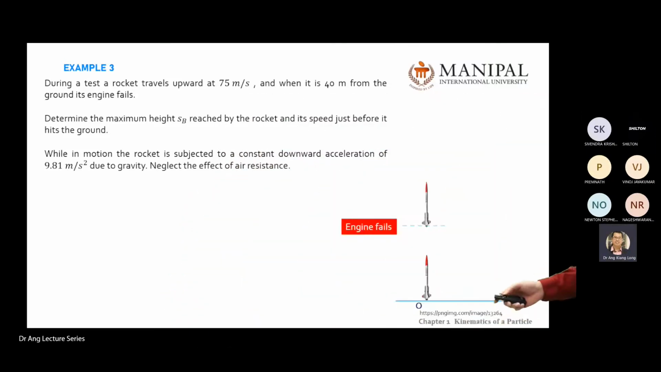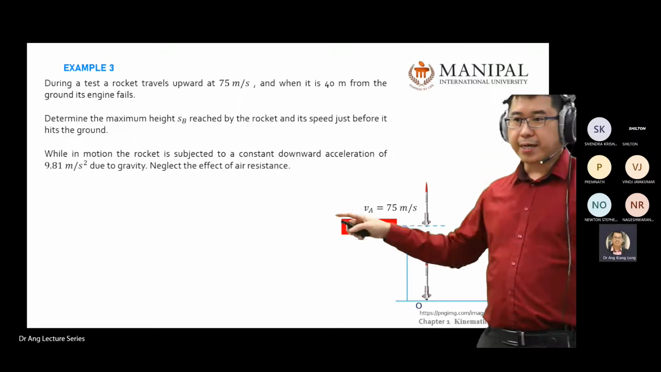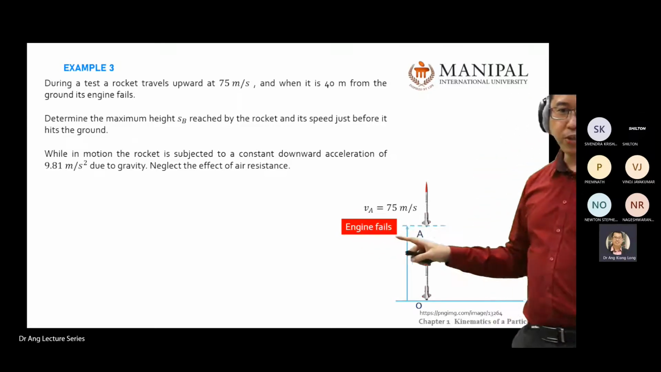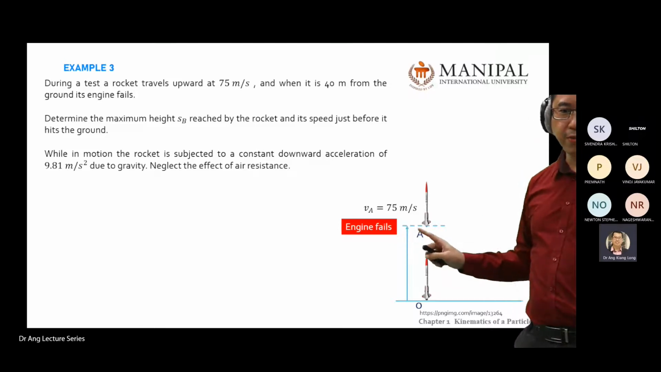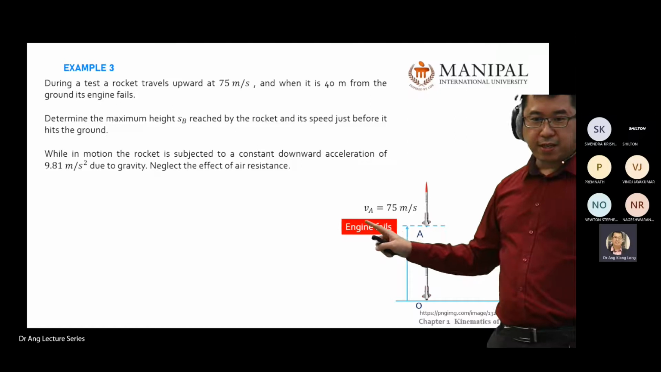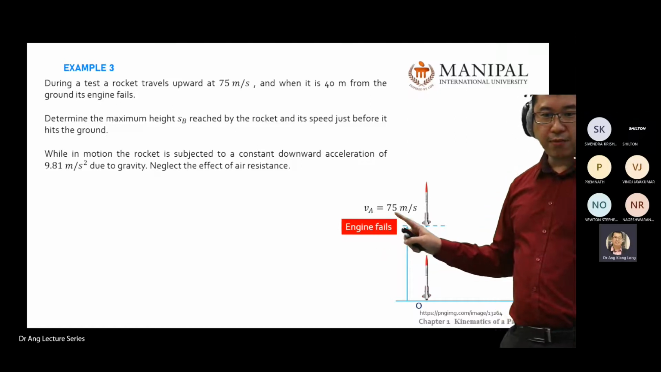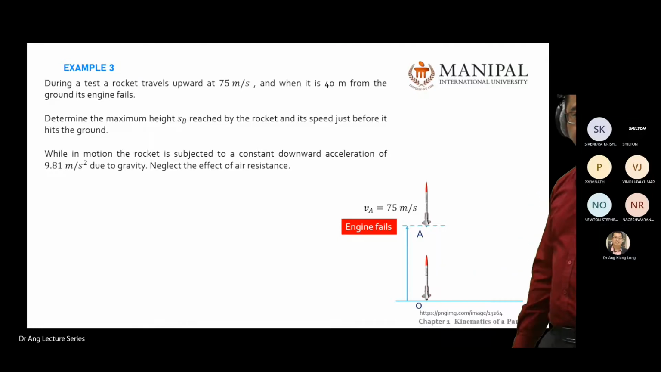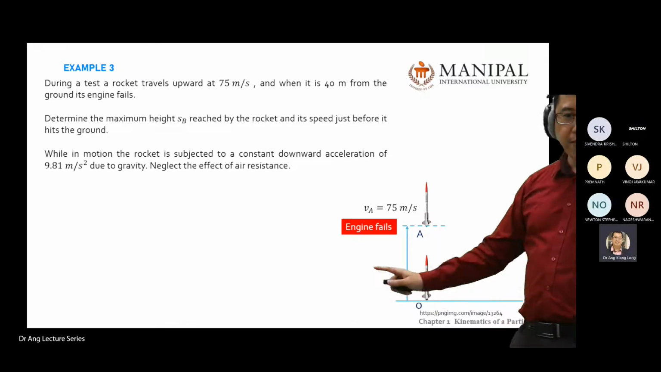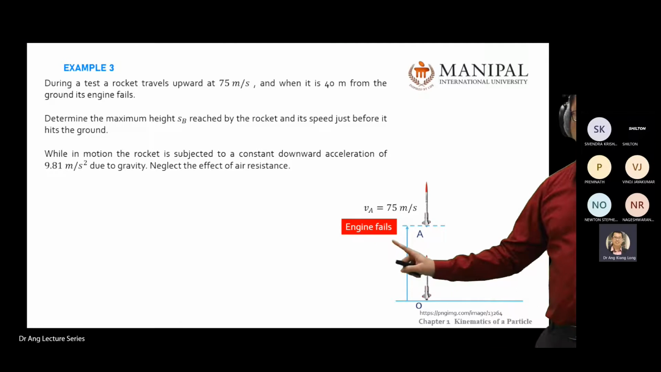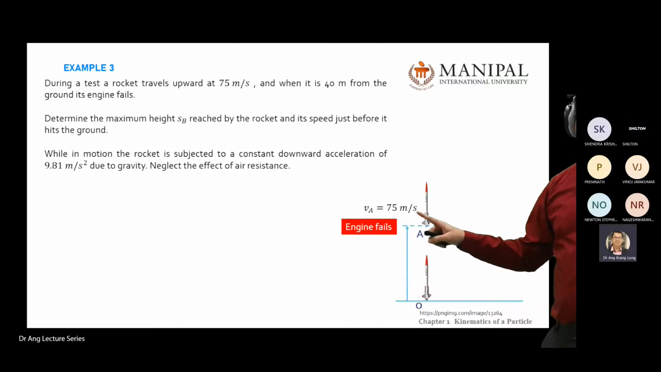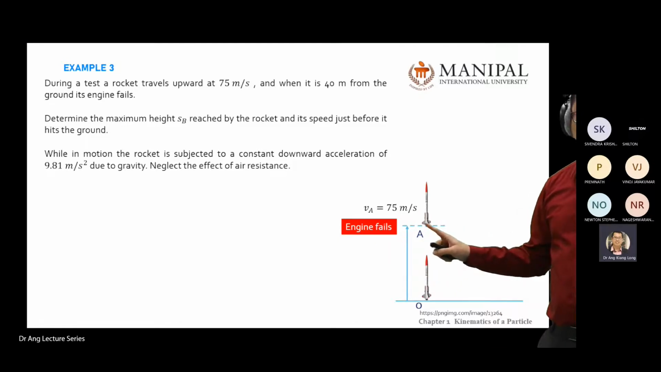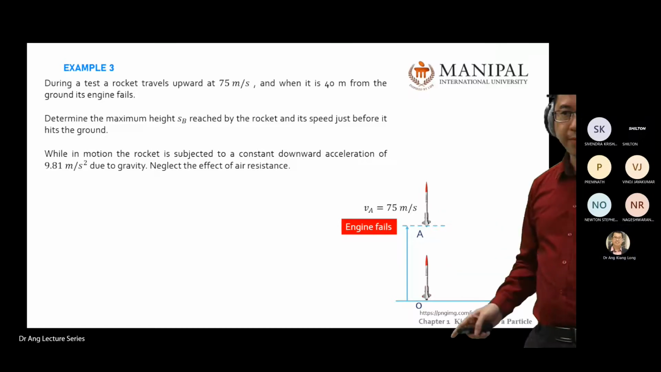All right. Then what happened? So when the engine failed, the rocket still travels at this point at a speed of 75 meters per second, and I label this point as point A. And what happened to the rocket if the engine failed? It's going to slow down, right? So from this point onward, the rocket is going to slow down.